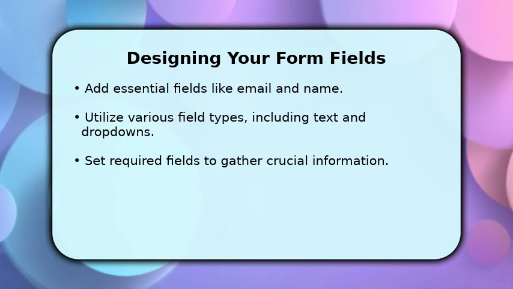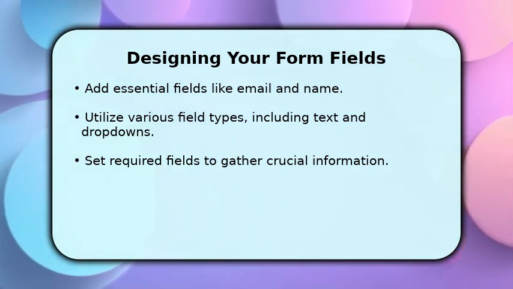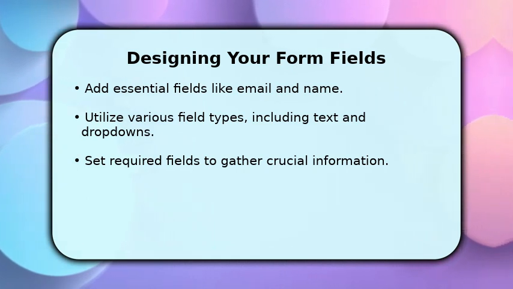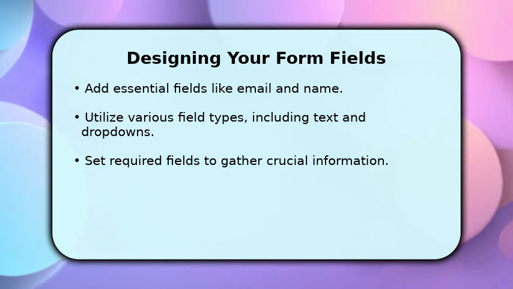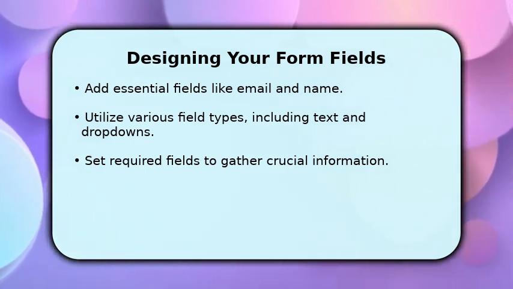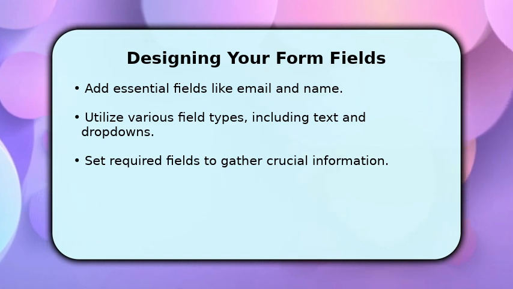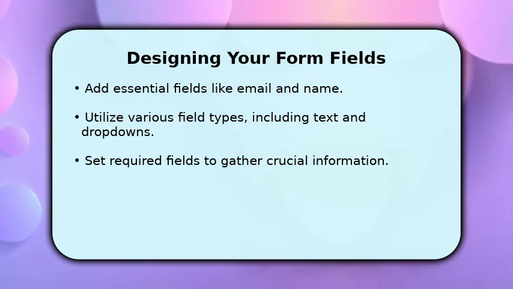Now, let's focus on designing your form fields. Mailchimp offers a variety of field types, from simple text inputs for names to drop-down menus for preferences. You can easily add, remove, and reorder fields to collect the data most important to your business. Remember to mark essential fields as required, but keep your form concise to encourage completion. A well-designed form improves conversion rates significantly.